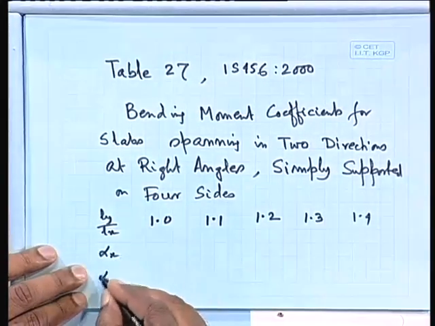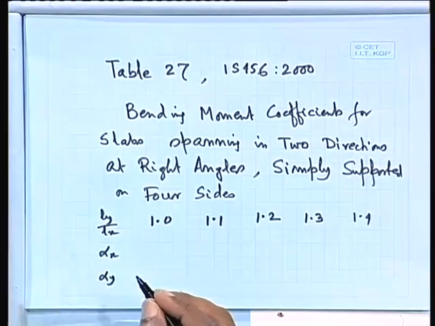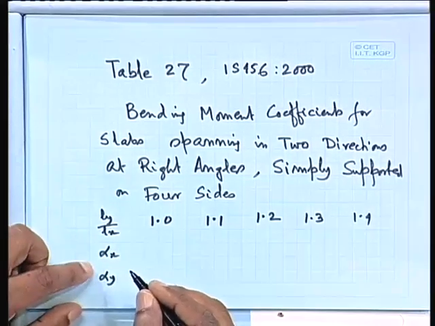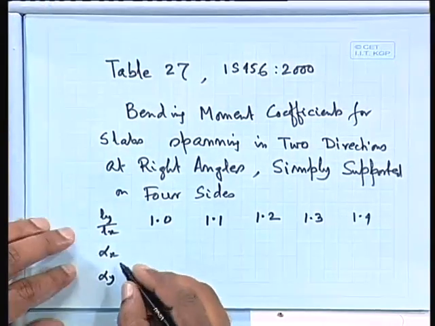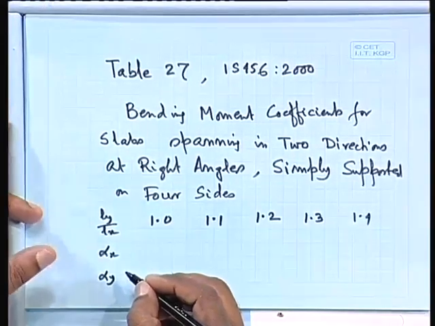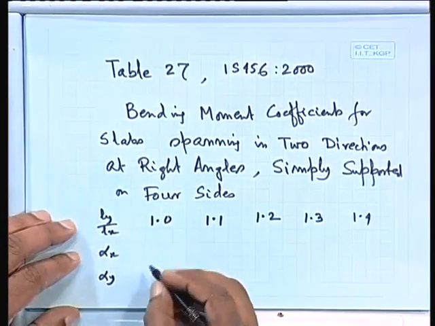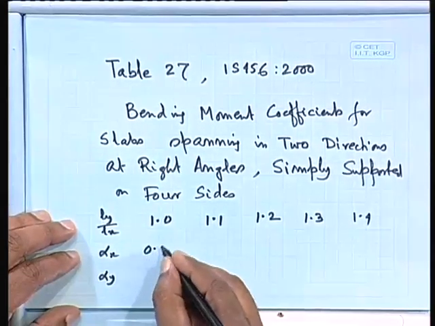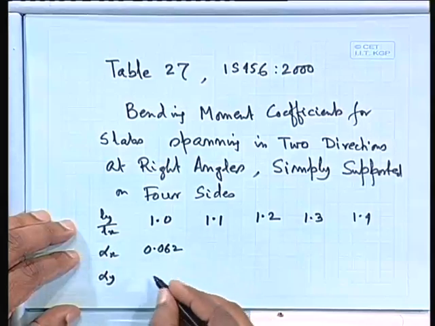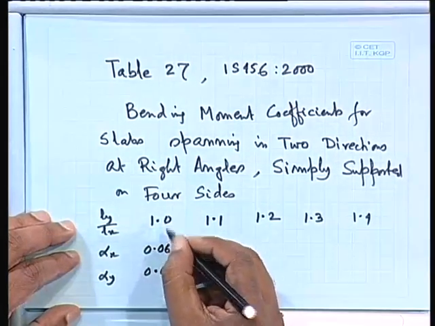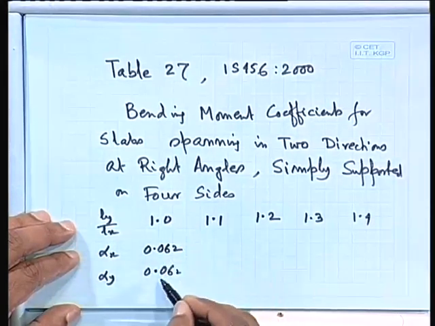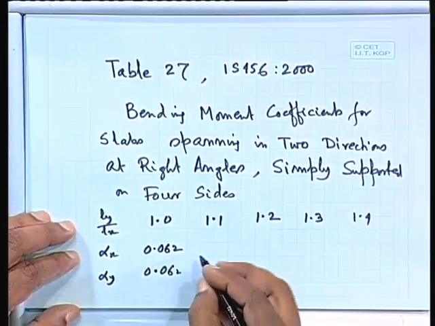The same thing, only that in the table they have written alpha x, alpha y, but here we have written beta x, beta y. Please note, alpha x, alpha y and beta x, beta y are the same thing in this case. And we are getting those values 0.062, 0.062. Obviously it should be the same, because when Ly and Lx are the same, you should have equal share.